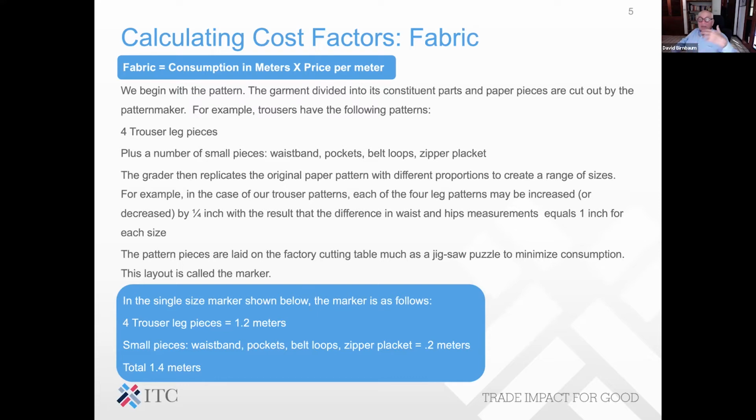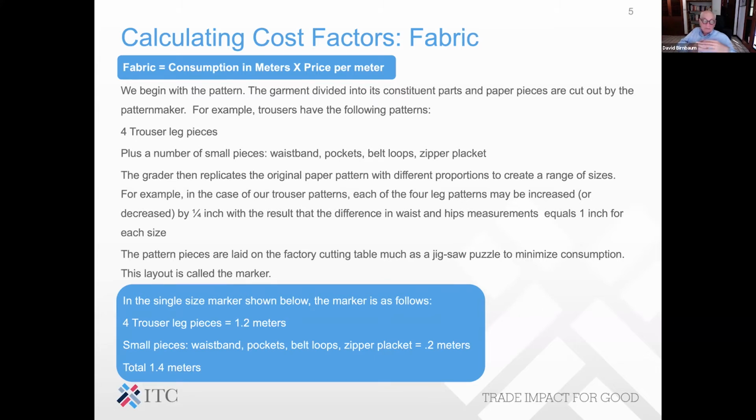Waistband are small pieces, pockets, belt loops, zippers, zipper plackets, okay? So that they have, this is the pattern. So you can see in the single size marker below, imagine this is about 1.4 meters. Once you have the pattern, then somebody has to grade the pattern to put it into different sizes.